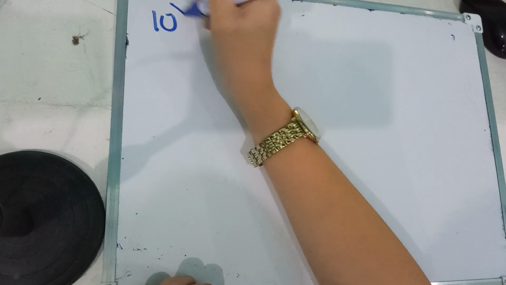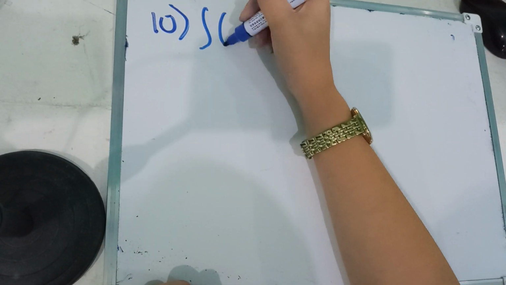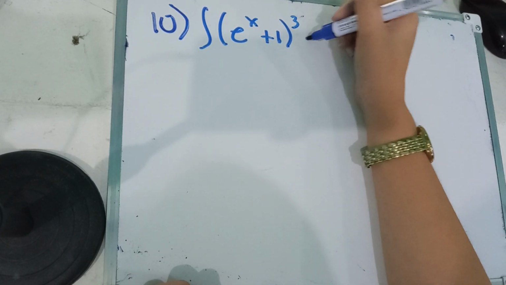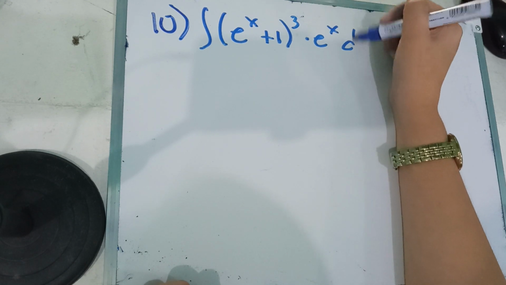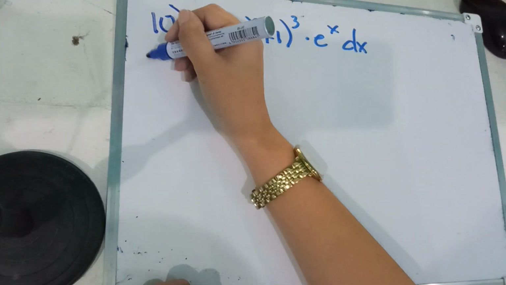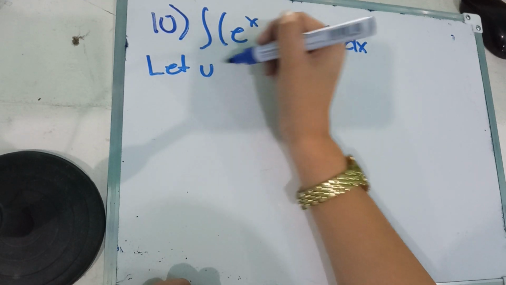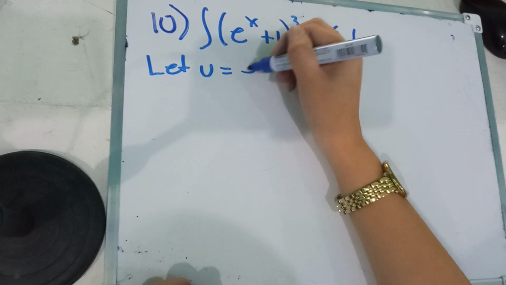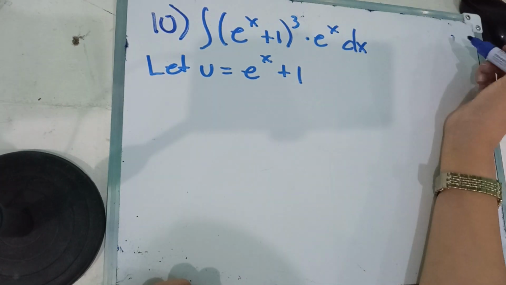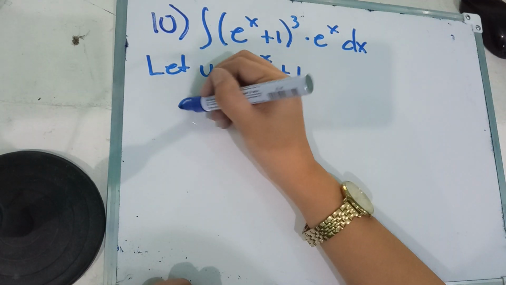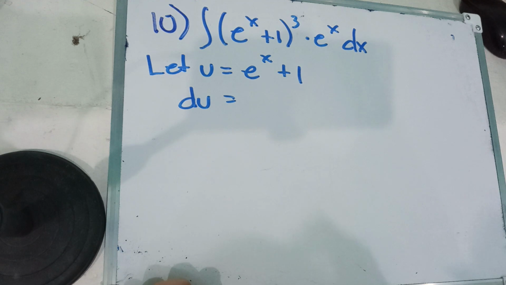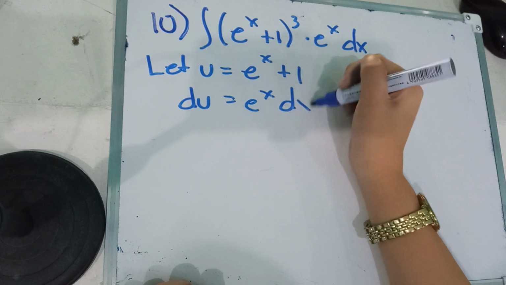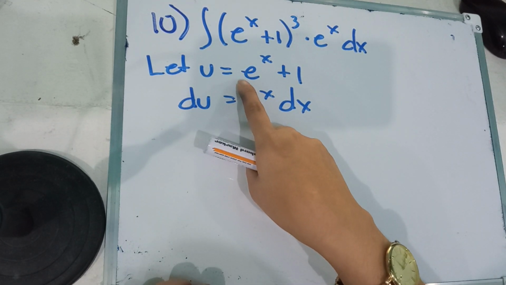Next, example number 10, we have the integral of e to the power of x plus 1 cubed times e to the power of x dx. Again, for that, we can apply u substitution. So let u be our integrand, that's e to the power of x plus 1. Now du is simply e to the power of x dx, because the derivative of e to the x is simply e to the x.